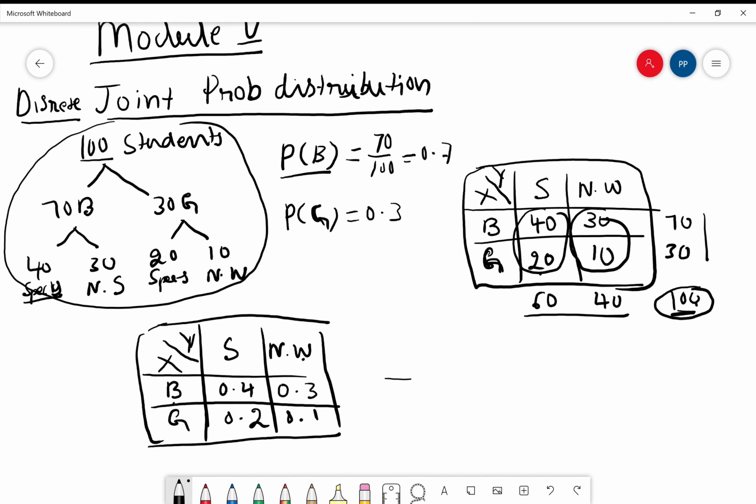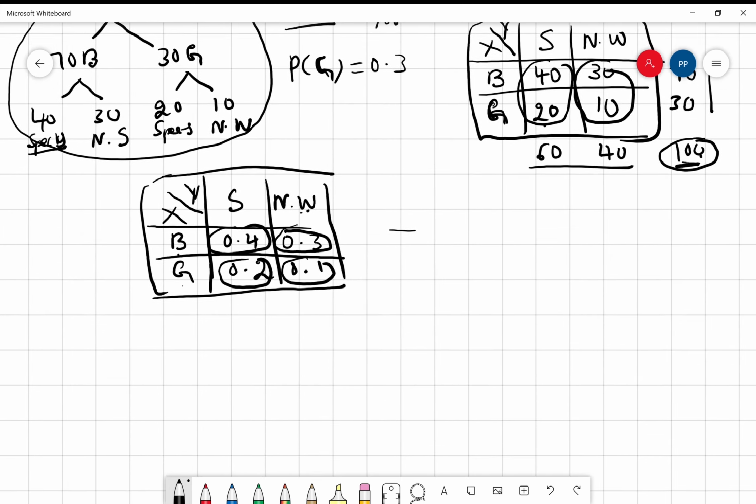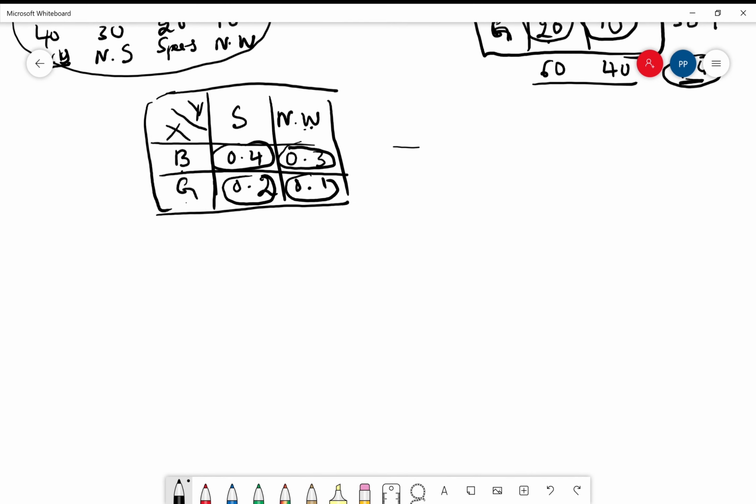Therefore, this gives the probability that the student is a boy and wearing specs, and this gives the probability that the student is a girl and not wearing specs. Similarly, this gives the probability that a student is a girl and wearing specs, whereas this gives the probability that the student is a boy and not wearing specs. So this is called the joint probability distribution.